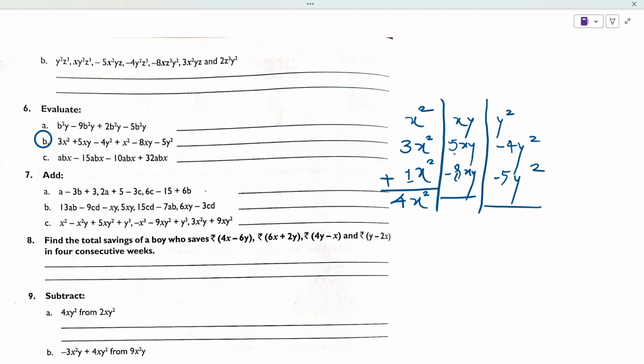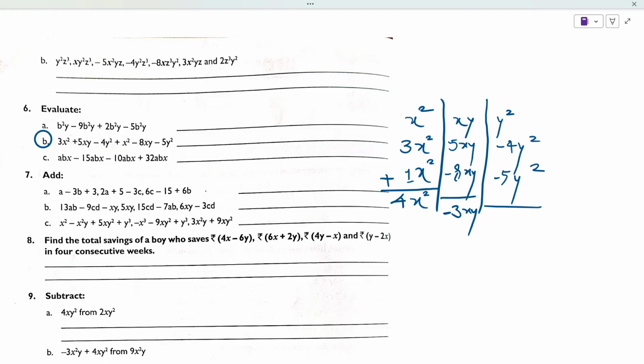Other situation is 5xy, and other one is minus of 8xy. So 5 minus 8 situation is there. So 8 minus 5 can be done, which will give us 3. And variable running is xy. But we can't skip the sign. So minus of 8 and plus of 5. So the bigger number is 8 magnitude wise. So the sign will be given minus to the final answer. Minus 8 plus 5 will give you minus 3.